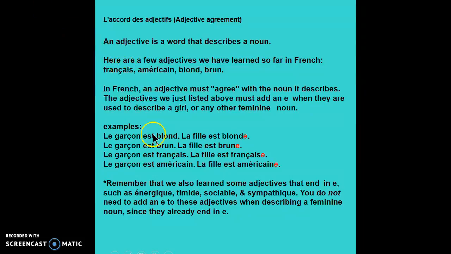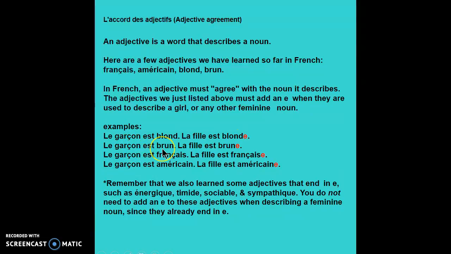So here I have some sentences about boys and girls. Le garçon est blond. So here I'm saying the boy is blonde. La fille est blonde. The girl is blonde. So notice that there's a slight difference in the pronunciation. When I add that E, I then hear the final consonant. I hear that final D. So here is blond, blonde.